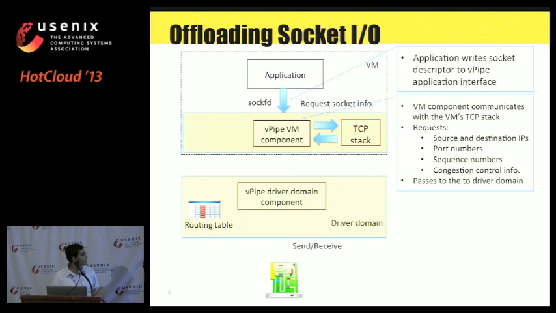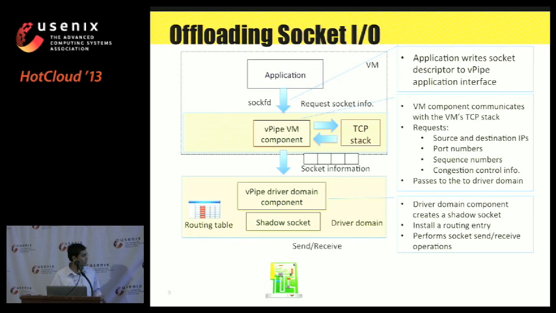So what we do in the driver domain is first create a basic socket that doesn't have any information. And once the driver domain component gets the socket information, it fills in the source and destination IP addresses, port numbers, sequence numbers, and congestion information in that socket with the ones given by the VM component. So now we have a shadow socket here.